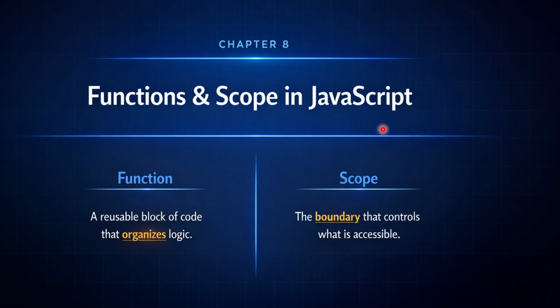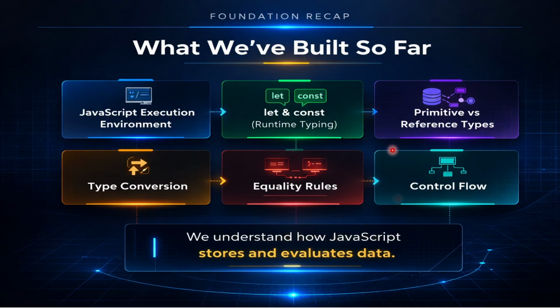And the scope is the boundary that controls what is accessible. So let's say you have created a variable. Where exactly you've created it is going to decide how accessible it's going to be for a particular block of code. Okay, so let's start understanding.